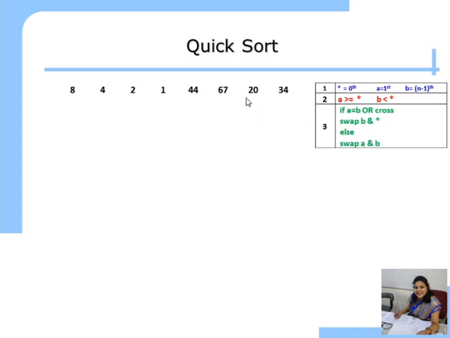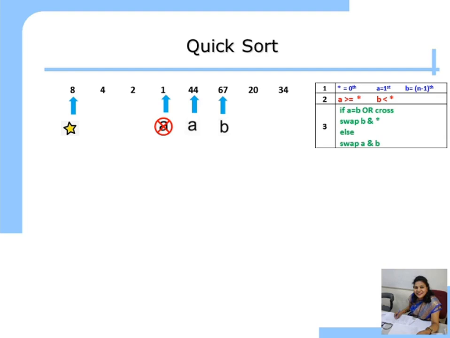Now in this list, since pass 1 is not completed, we again mark A, B and the pivot. The pivot is 8. We preserve the positions of A and B. A is at 1 and B is at 67. After initialization, we again adjust A and B. A should be greater than the pivot. A has 1. Is 1 greater than 8? No. Is 44 greater than 8? Yes. So we put A at 44 and delete the previous value of A.